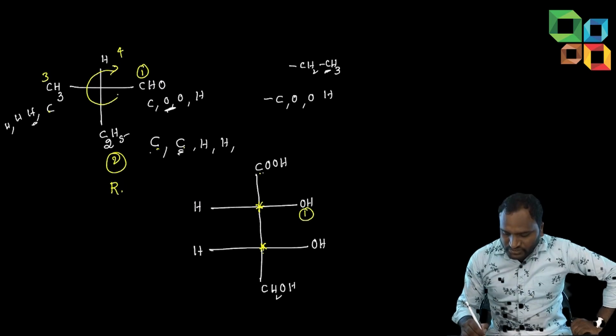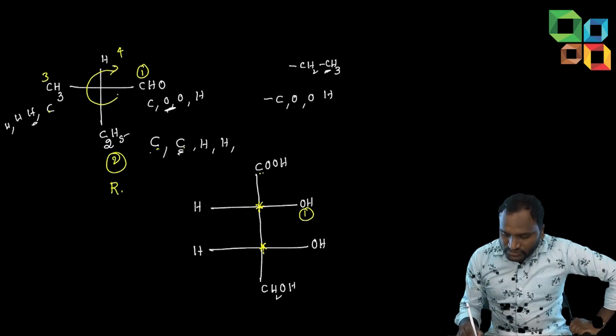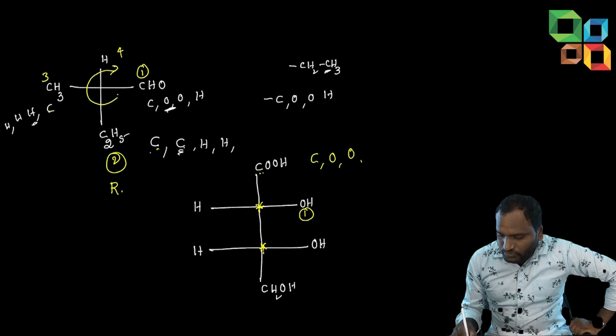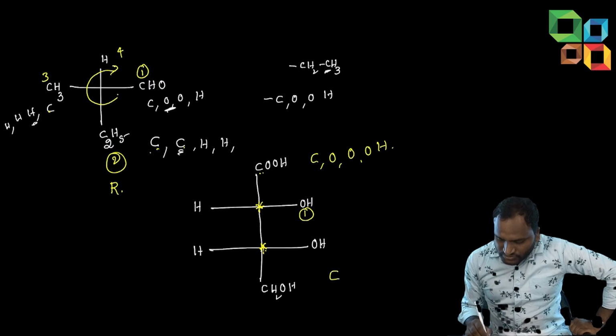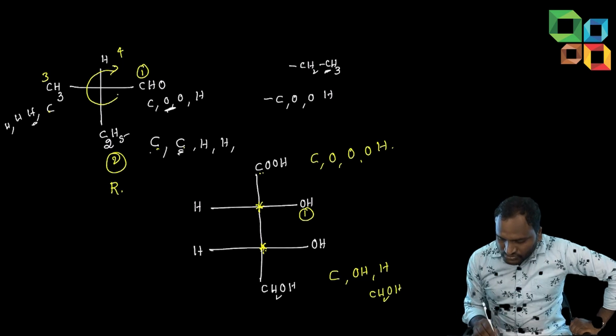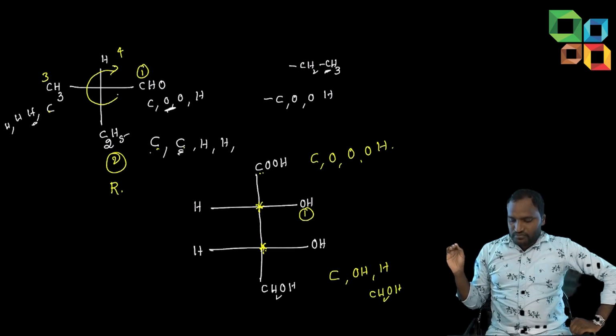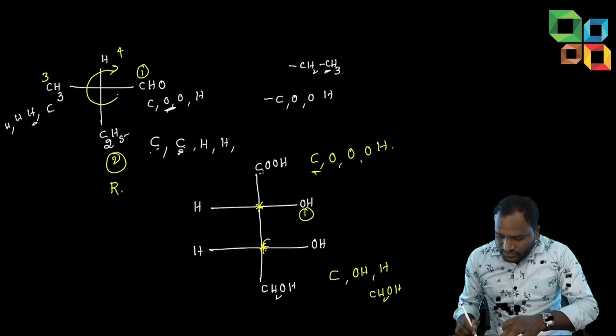Next, out of this and this, which will get first priority? If you want this, you write like this: carbon, C double bond O, right? O, O, one more O is there, H. Next, this carbon connecting with this is C, OH, H, next CH2OH. These are the groups attached to this carbon. Okay. Now, carbon is connecting with the carbon. Here also carbon only. So this will get cancelled.